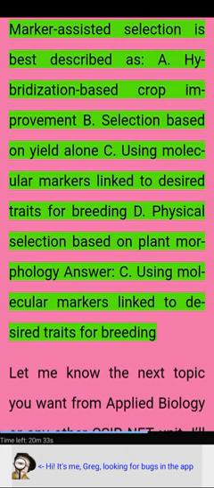CSIR-NET June 2018. Marker-assisted selection is best described as: A. Hybridization-based crop improvement. B. Selection based on yield alone. C. Using molecular markers linked to desired traits for breeding. D. Physical selection based on plant morphology. Answer: C. Using molecular markers linked to desired traits for breeding.